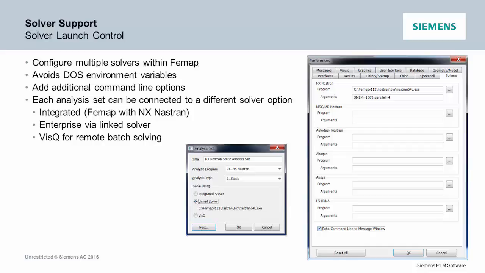You can now tell it where your ANSYS solver is. You can tell it where your Autodesk Nastran or Dyna is. You tell it where it is, and you have additional command line arguments if you need to feed something in from memory or whatever you do. So then when you hit Analyze with Femap, it'll go out, find that solver, launch that, run your job.